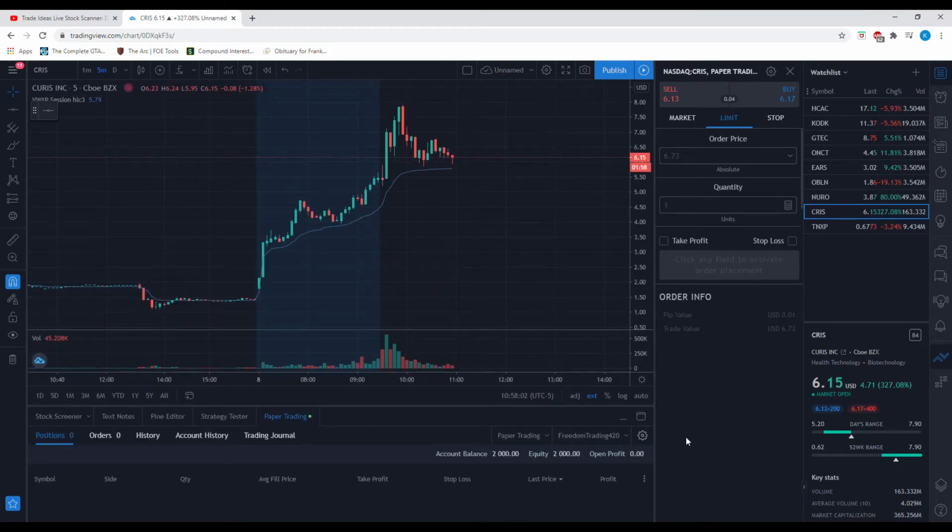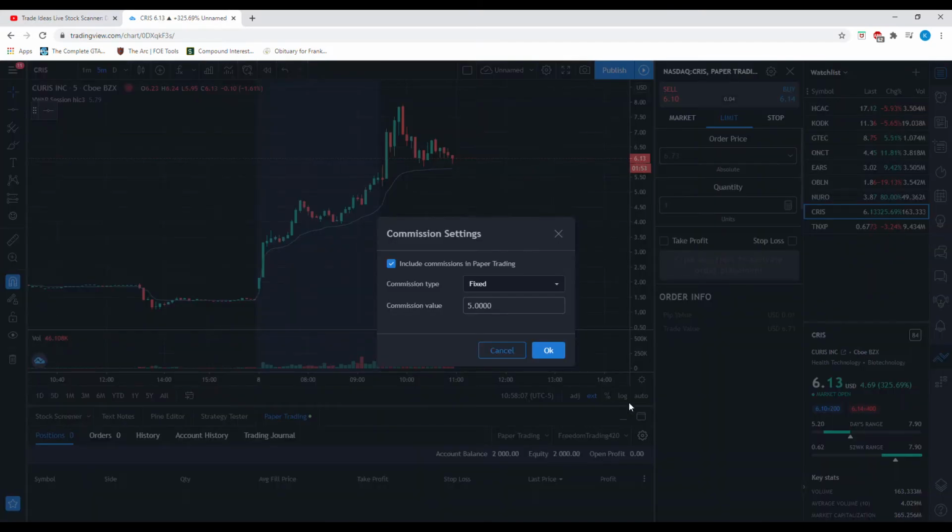Now next we're going to look at how to set your commissions. Once again in this little wheel there'll be commission settings. That'll open up a sub window, and the only realistic option here is fixed. I have mine set to $5, and the reason is because that's much higher than what I actually pay. That's a little tip that I'll insert here: if you're training to go live, I highly recommend that you use a much more aggressive commission structure than what you'll be using when you go live.